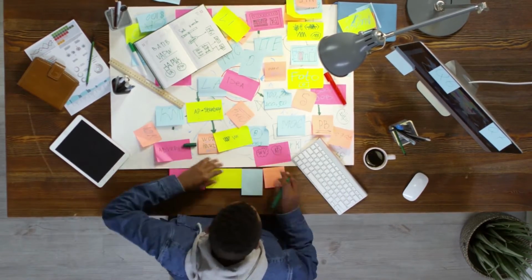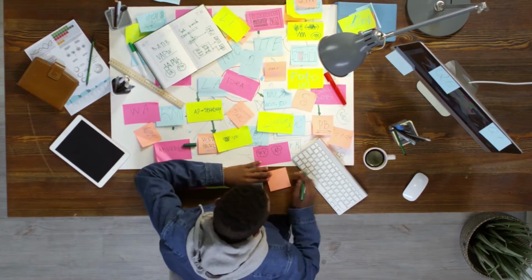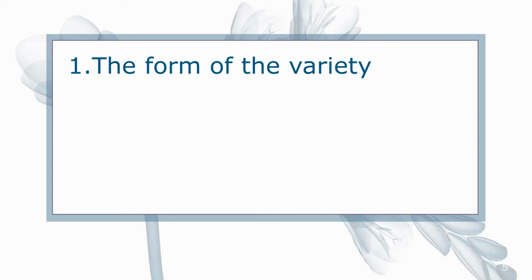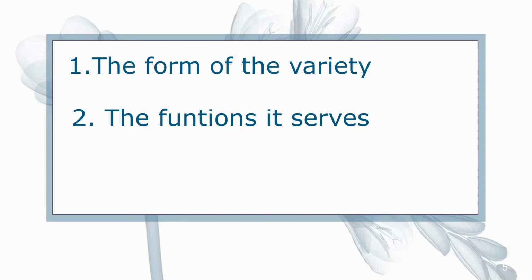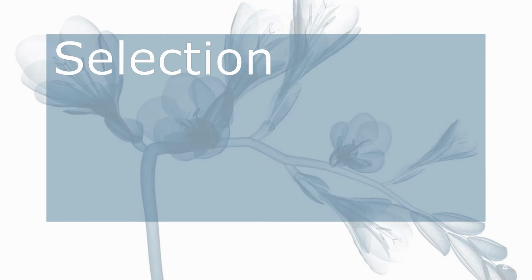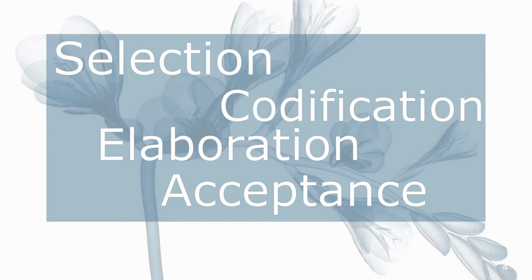However, choosing a language variety is not easy. It depends on multiple factors such as the form of the variety, the functions it serves, and the attitudes people hold towards the language variety. And that is why language planning has these four steps, which are selection, codification, elaboration, and acceptance.